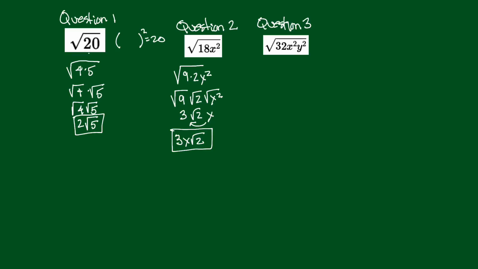Question 3. I don't know the square root of 32, but I can break 32 into two numbers, one of which I know the square root of. Now 32 I could write as 4 times 8, but I can do better. Get the biggest square that you know, like 16. I'll write it as 16 times 2, and then you have the x squared and the y squared. Square root of 16 is 4. Square root of x squared is x. Square root of y squared is y. And then what's left? Square root of 2.